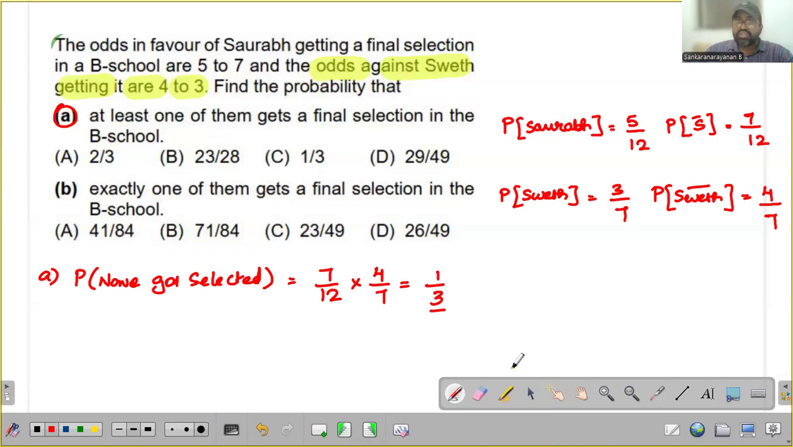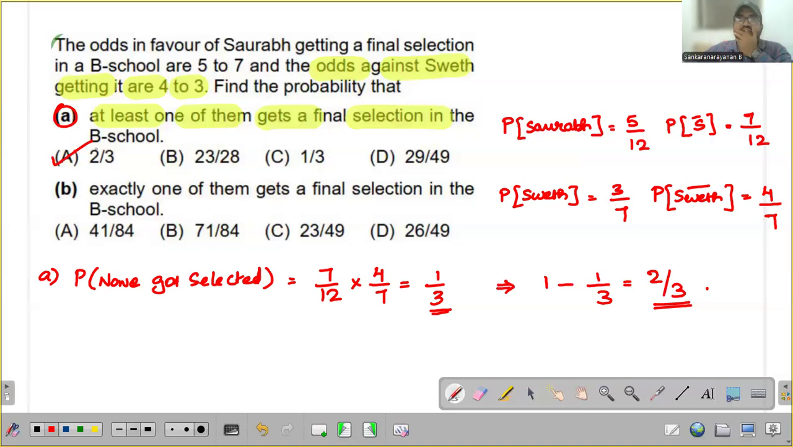But if you read the question carefully, it is not asking you to consider the probability that nobody got selected. It's asking you to consider that at least one of them got a final selection. It is not this 1 by 3. That's what we could understand. So can you tell me what will be our answer? The probability that at least one of them is getting the selection is 1 minus 1 by 3. I can say that will be coming here as 2 by 3. Okay, so that is my answer for the first question.